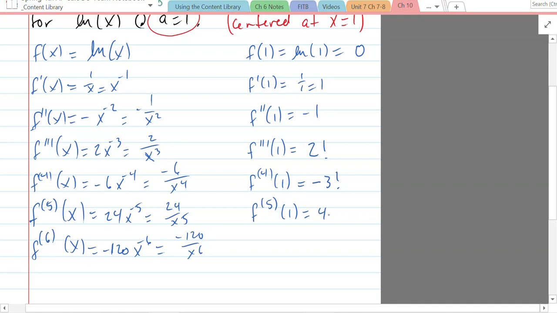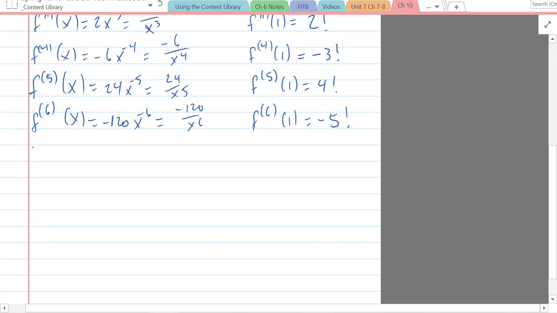4 factorial. And then the sixth derivative, evaluated at 1, is negative 120, which is negative 5 factorial. So you have to know your factorials so that you can recognize this pattern, because then we're going to start writing it. You'll see what I'm talking about. So now we're going to write this Taylor polynomial, because it is definitely a Taylor polynomial since it's not centered at 0. And it equals 0 plus 1 times (x minus 1) squared over 2 factorial.